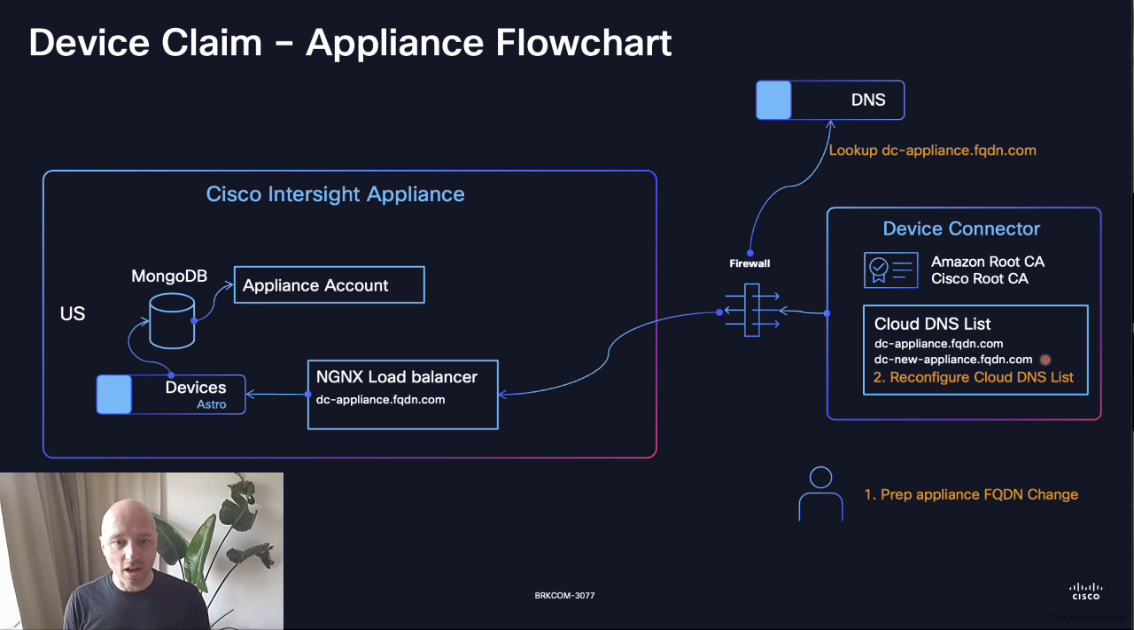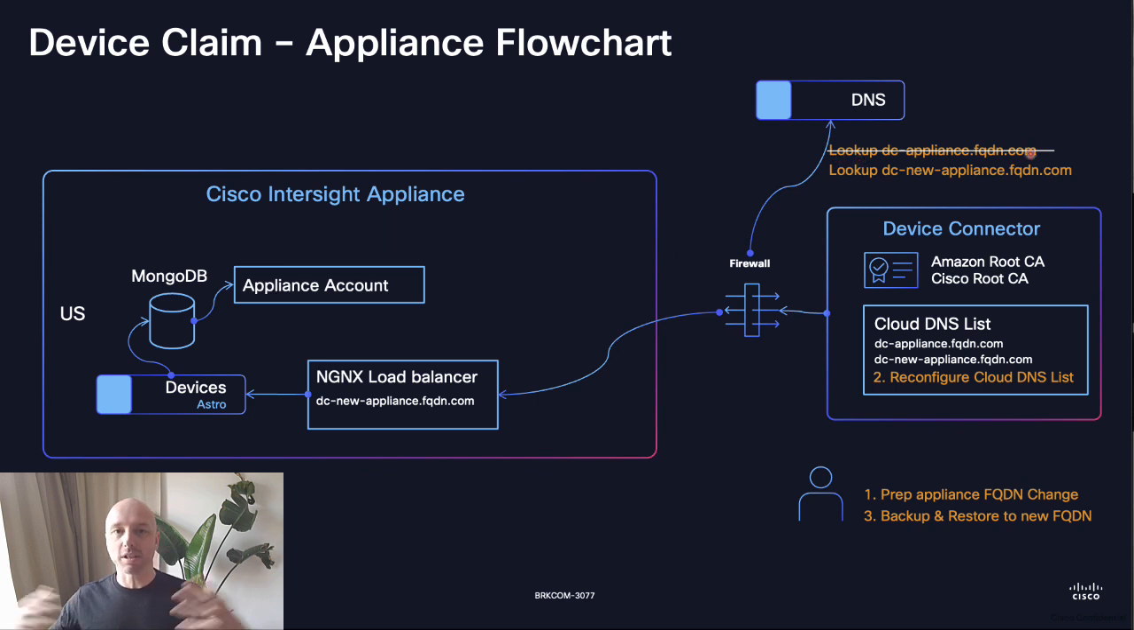Then after that's done, you need to validate the workflow, make sure it's pushed to all your targets. As soon as that is done, you can now take a backup and restore of the Intersight appliance. That will mean it will now come up with a new FQDN. And as soon as you do that, the servers, all the targets that were connected will not be able to look up the old FQDN anymore. But luckily, they will just fall over to the next FQDN in the cloud DNS list. And that lookup will work.